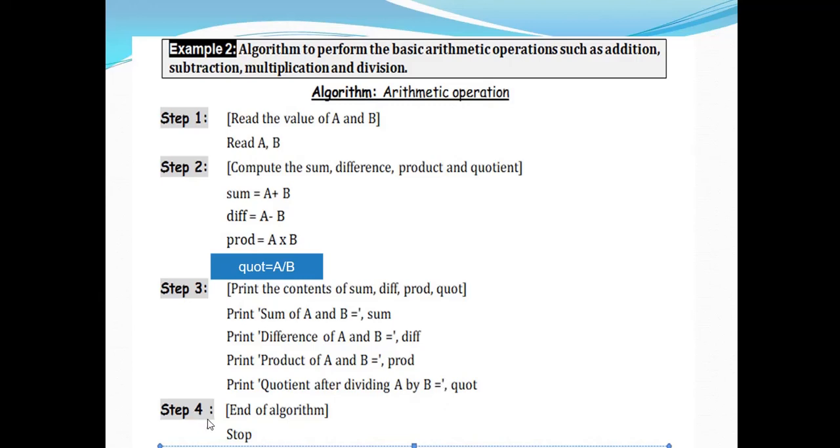And then the last step is the end of the algorithm. The end of the algorithm is nothing but where it stops. Stop represents the end of the algorithm. At the first step the algorithm is started. At the fourth step the algorithm is ended. And these are the explanatory comments. Comments are used for user understandable purpose.